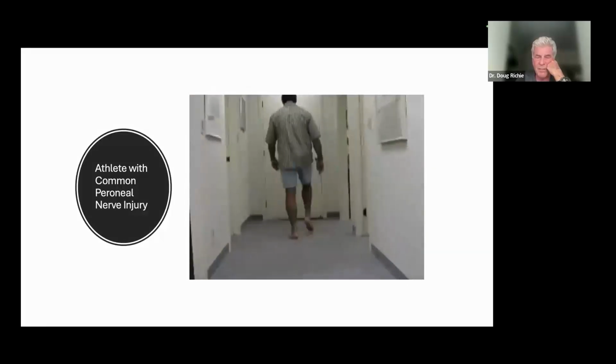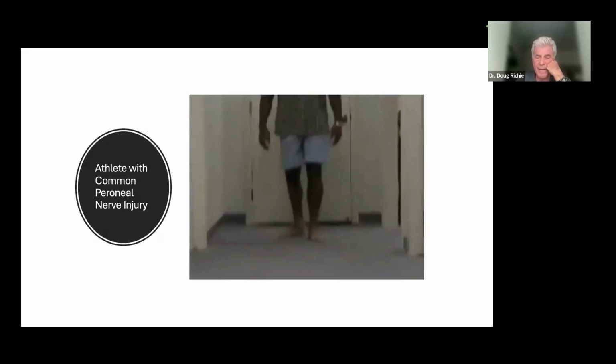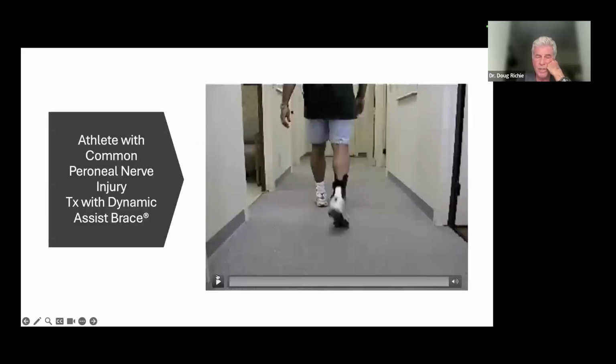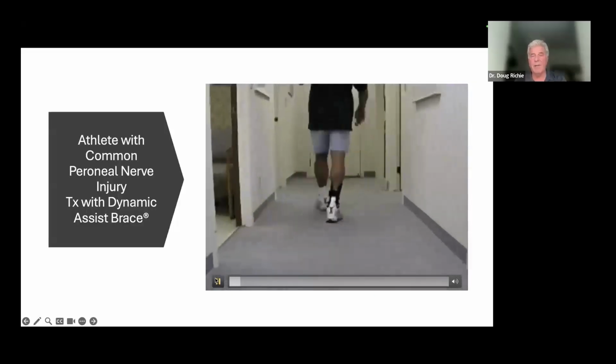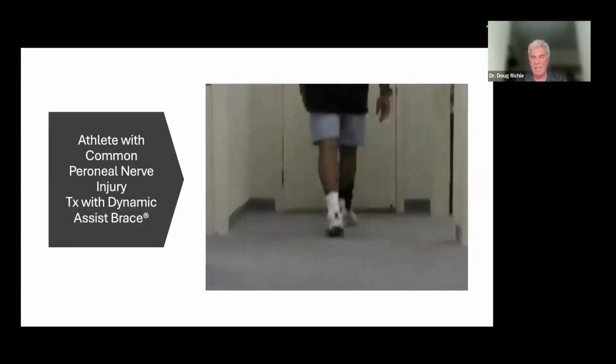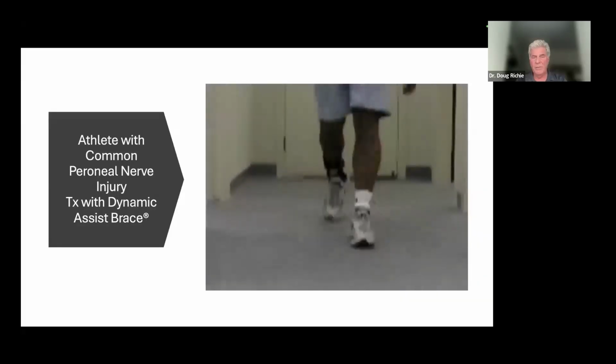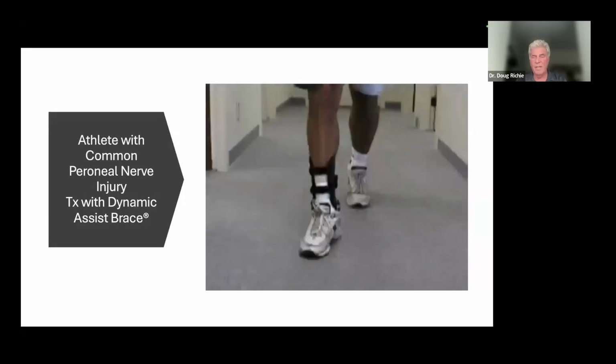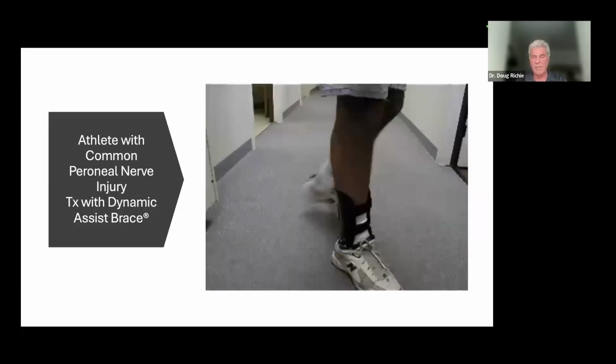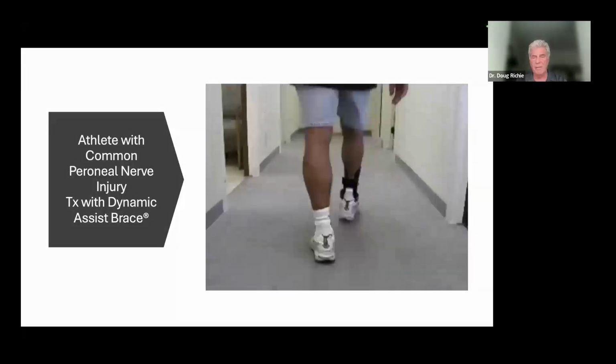Not a lot of varus instability and no contracture. So he was a good candidate for the dynamic assist brace. And he's very happy because he can play tennis with this brace. He heel strikes and shows good stability throughout the stance phase of gait. So this is a very gratifying outcome.